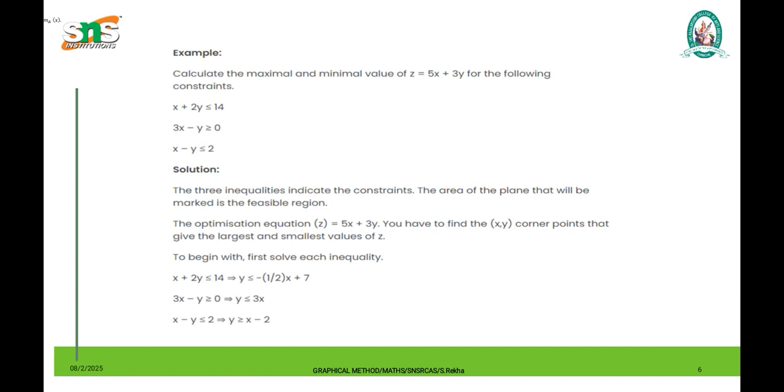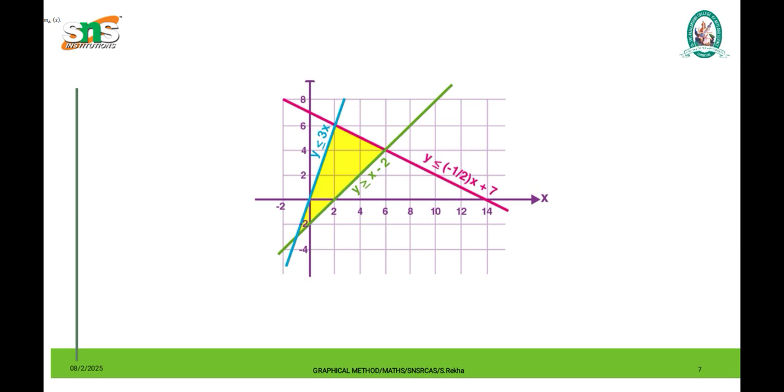First of all, we take the three equations and change the inequalities to equalities. For example, x + 2y ≤ 14 becomes x + 2y = 14. Putting x equal to 0, you get y, and putting y equal to 0, you get x. Like that, we have the linear programming problem, and we find the solution by the graphical method.